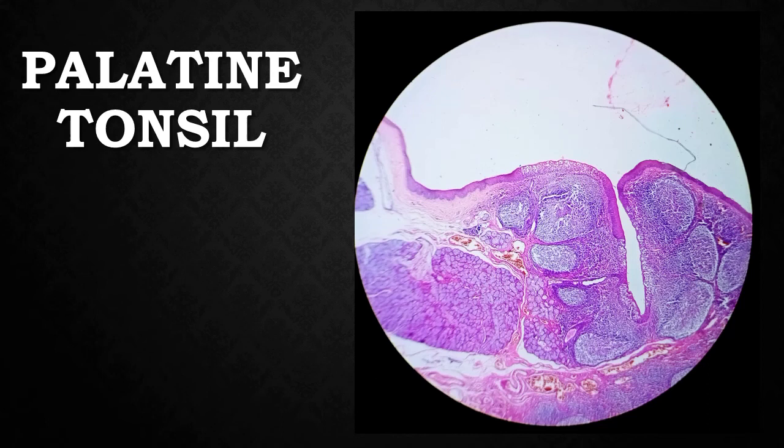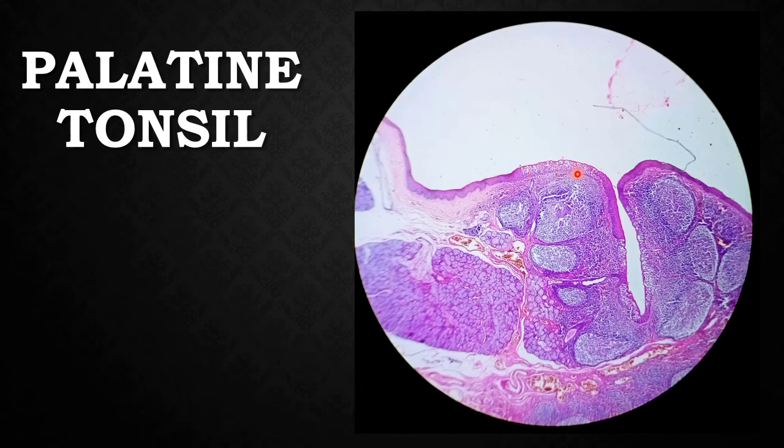And moving to the lymphatic system, in the lymphatic system we have four slides: lymph node, spleen, thymus, and palatine tonsil. Let me discuss these four slides. The first one is the palatine tonsil.